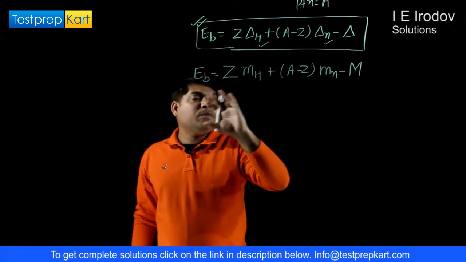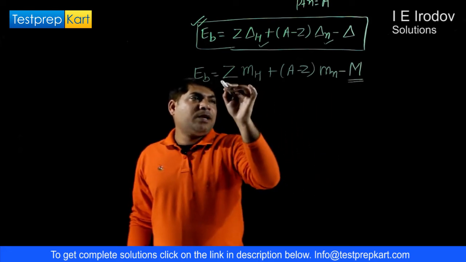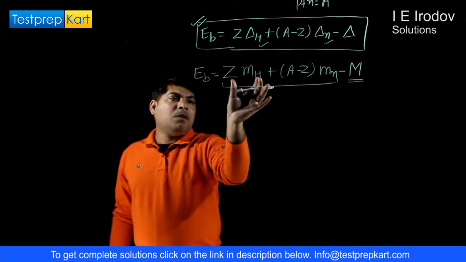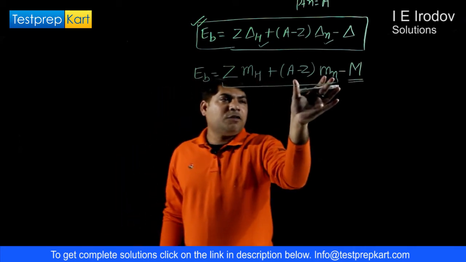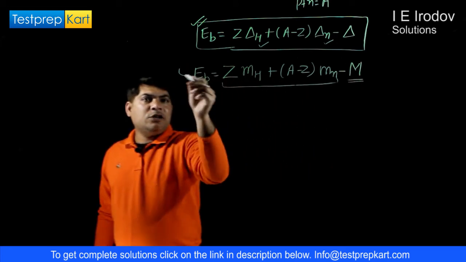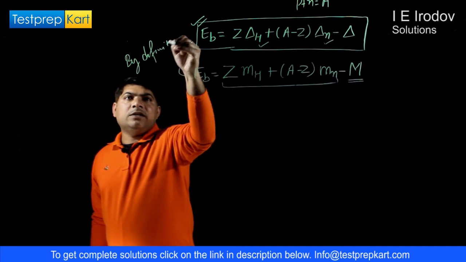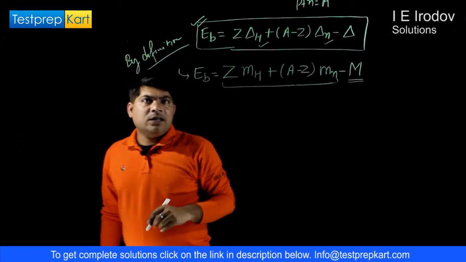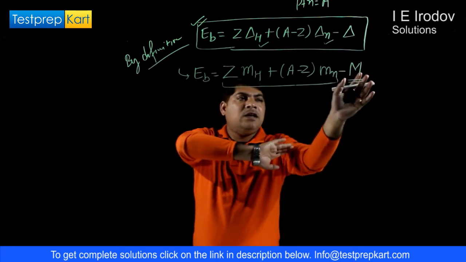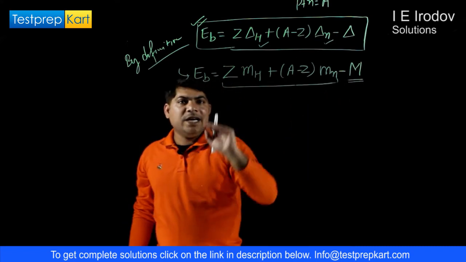Whenever we calculate binding energy, the present mass needs to be subtracted from the theoretical nuclear mass, that is, the mass of total protons plus the mass of total neutrons. So this is just the expression for binding energy by definition. We calculate the theoretical nuclear mass and subtract the present mass from it, and then we can calculate it.